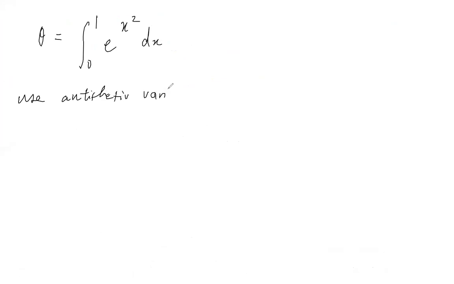Right, so I'm going to give you something like this. So your theta is this. Okay, so use antithetic variables to construct a Monte Carlo estimator for theta. Okay, so you spend 5 minutes roughly to get the idea.